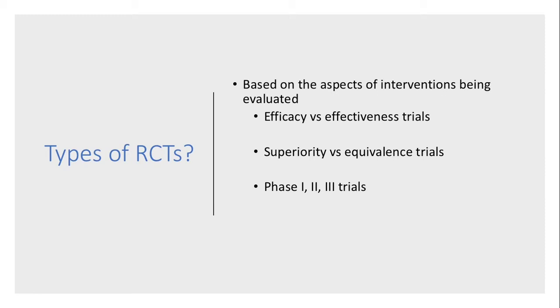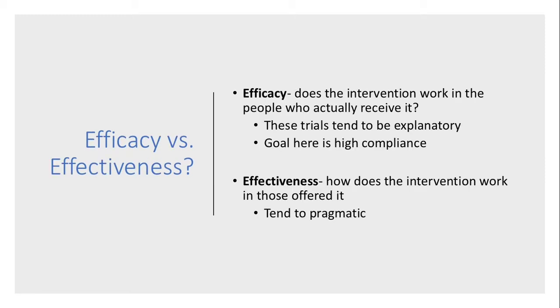And there are a number of different types of randomized controlled trials. Most commonly, they're looking at efficacy, but some can be effectiveness trials, superiority versus equivalence trials, and then there are even phase 1, 2, and 3 drug trials. So what is efficacy? Efficacy is, does the intervention work for those who actually receive it?